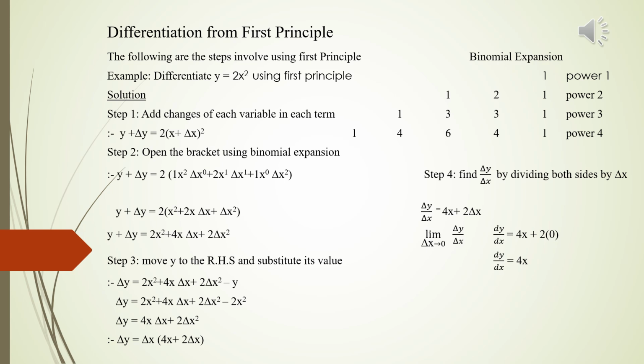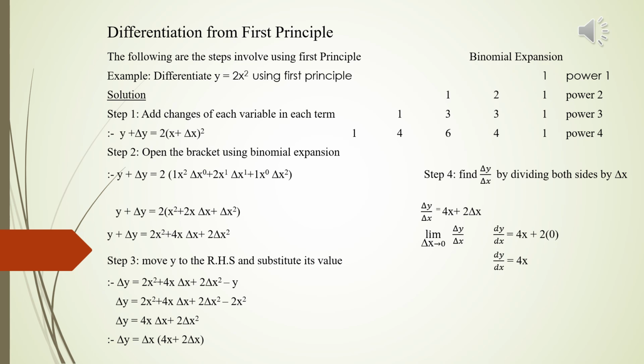The following are the steps involved using first principle. Example: differentiate y equals 2x^2 using first principle. Solution: step 1, add changes of each variable in each term. That is y plus change in y. In our function we have y equals 2x^2. So you add change in y to y, and you add change in x to x. So we have y plus change in y equals 2(x plus change in x)^2.